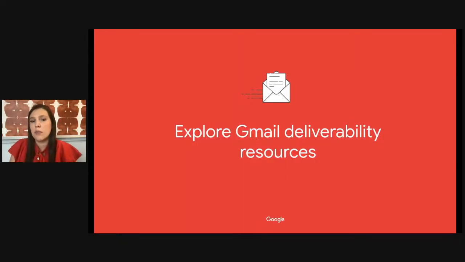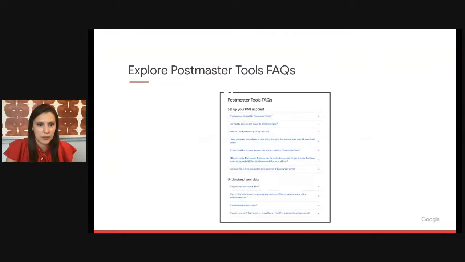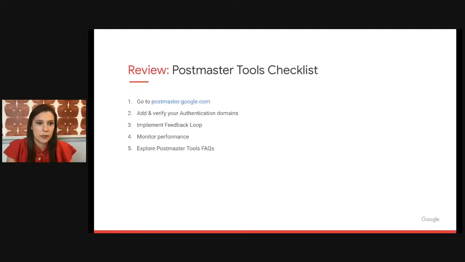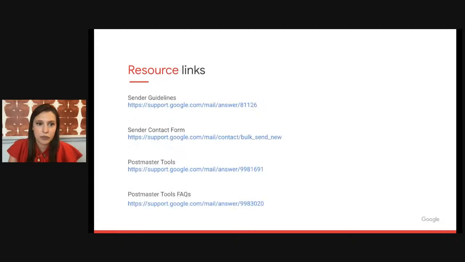Okay, so let's explore some more Gmail deliverability resources. Right here is how you can explore Postmaster tools. We went through the 6 different ways that you can really look into your bulk sending practices through Postmaster tools today, but here's even more resources that you can go through to make sure that you have a holistic picture on how you're sending out your emails. Then, of course, review Postmaster tools. Go to postmaster.google.com, authenticate your domains, make sure your feedback loop is implemented, monitor your performance, and then, of course, explore some more of the FAQs that are out there.